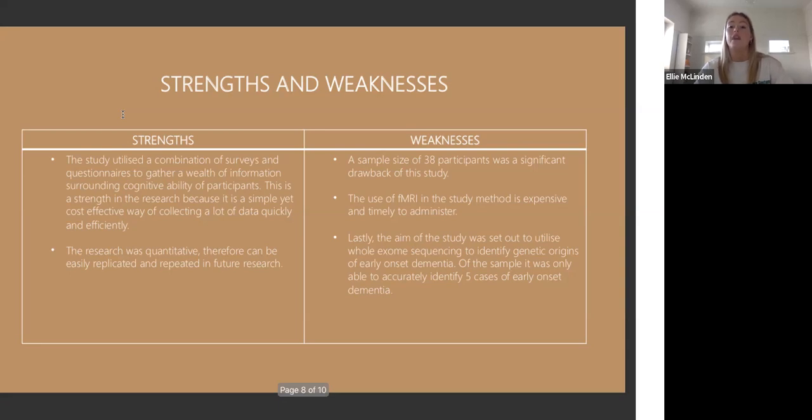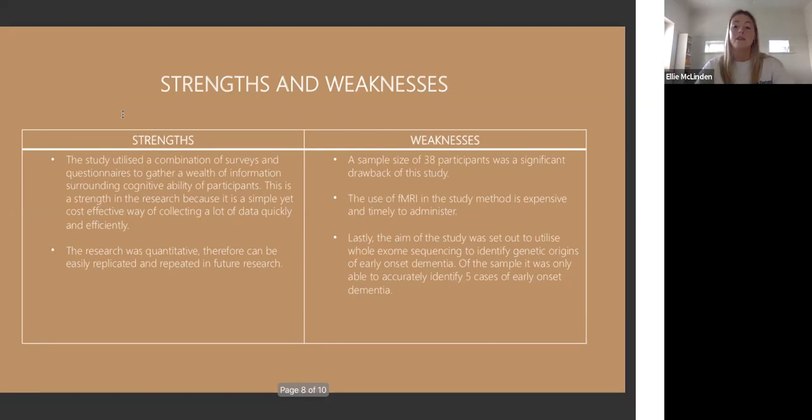The use of MRI in the study method is expensive and timely to administer. While the information gathered via medical imaging is useful and greatly informative, it is questioned whether it is needed in this study when the key aims are based around genetic testing.